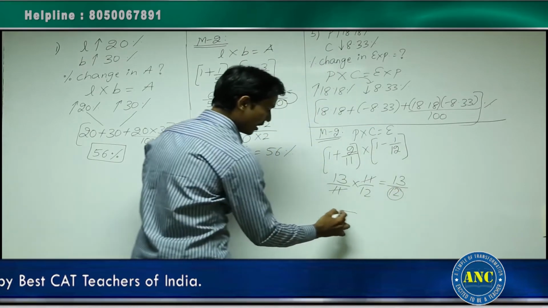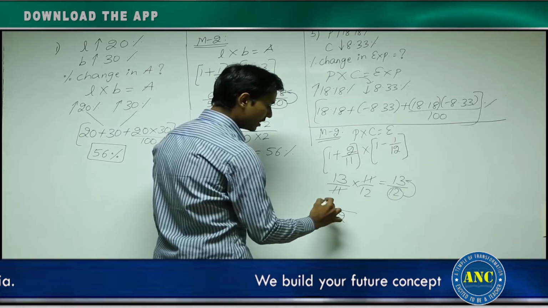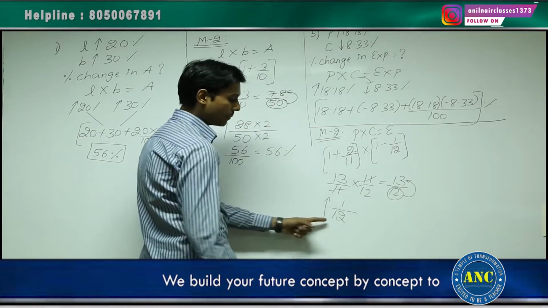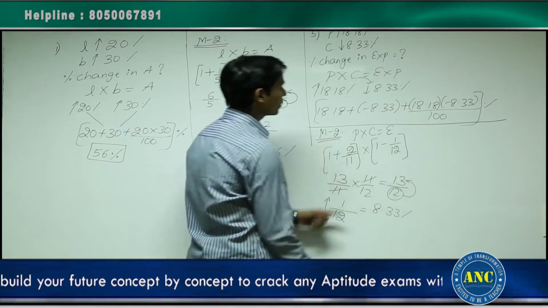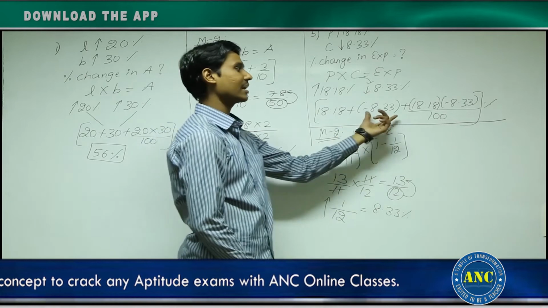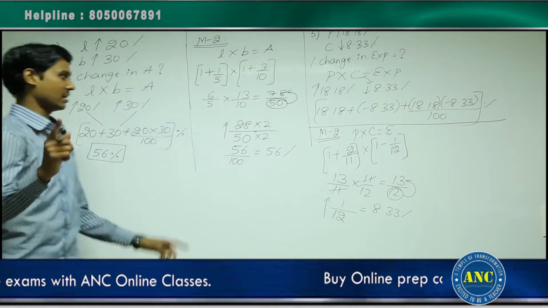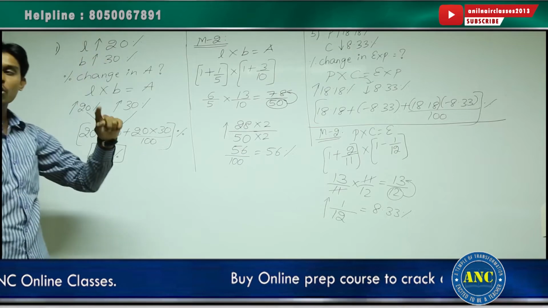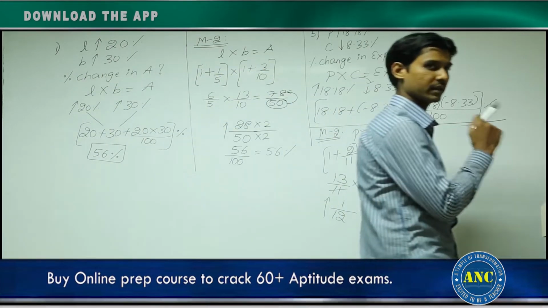Initially it was 12. Write it down in the denominator. 12 is becoming 13. That means there is an increase of how much? 1. 1 by 12 is nothing but 8.33%. Expenditure of the family is increased by 8.33%. Even if you calculate this the long way, you will still get 8.33. Understanding? Read the question. Look at the numbers. Depending on that, decide which approach to use. Understanding? Please write it.